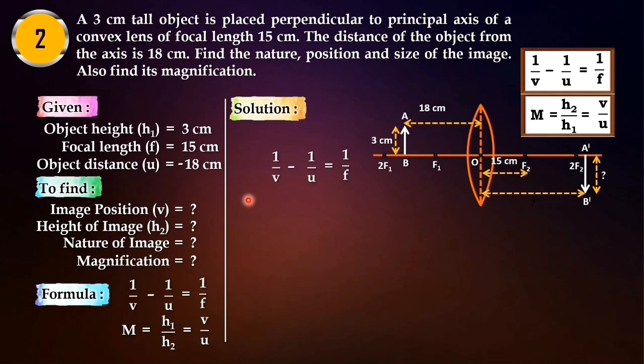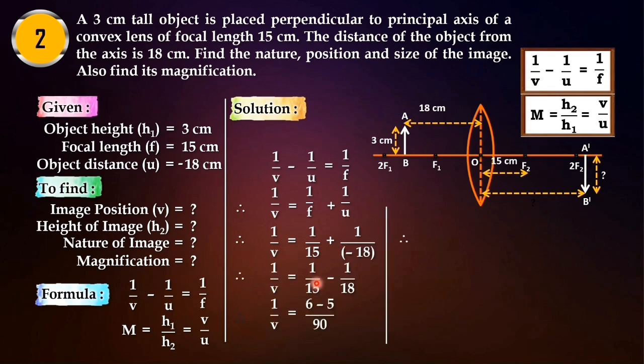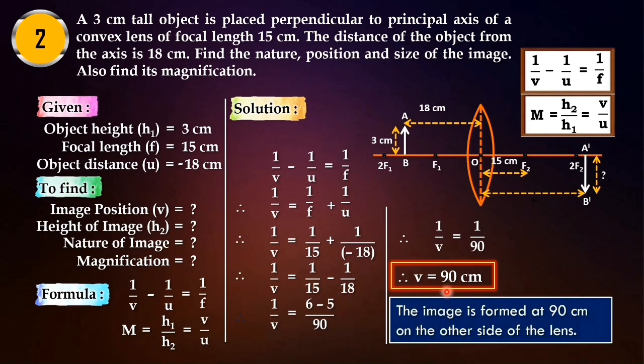So for finding the image position we have used the lens formula. Therefore 1 by v equal to 1 by f plus 1 by u. The focal length is given as 15 cm and the object distance is given as minus 18. So now do the calculation. So we will get image distance, that is v equal to 90 cm. So the image is formed at 90 cm on the other side of the lens.